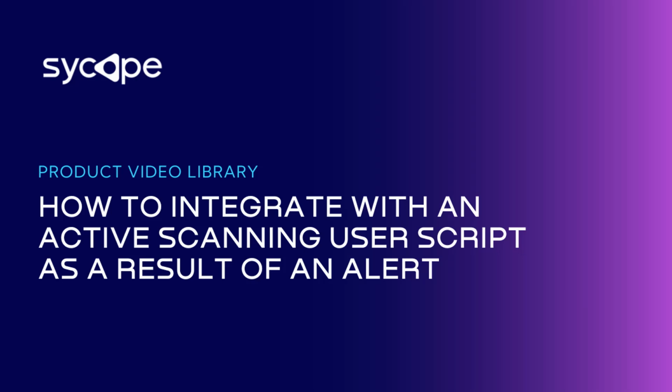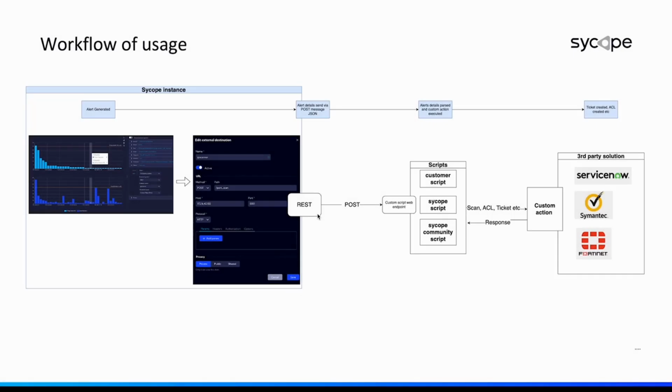How to integrate with an active scanning user script as a result of an alert. User script functionality was designed to integrate with third-party systems via the inbuilt REST client in a simple, dynamic, and flexible way. If configured, each of the alerts generated in Sycope creates a post request containing a full set of information, including all details in JSON format.